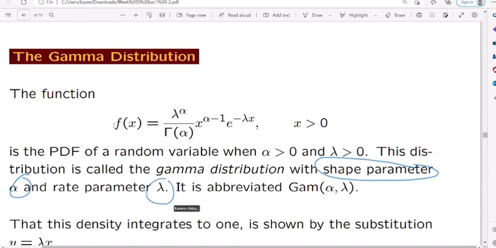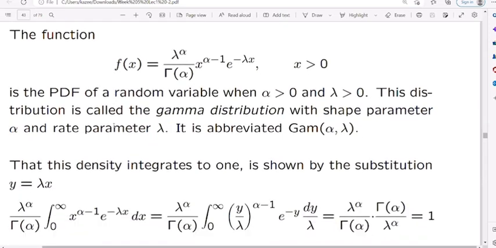The shape parameter is responsible for the shape of the distribution. Every probability distribution has a shape. You know what I mean by shape, the way it is distributed, whether it is skewed or evenly distributed. So alpha is what is under the shape, and the rate is lambda. I just wanted you to take note of that.